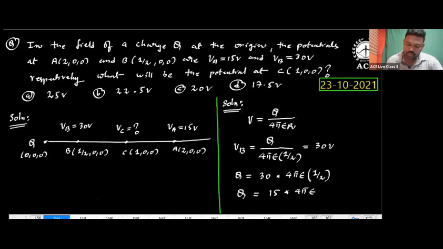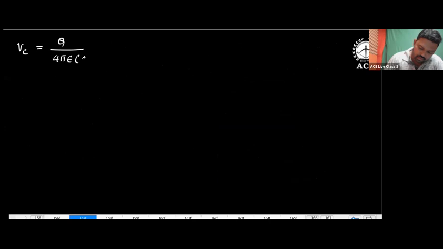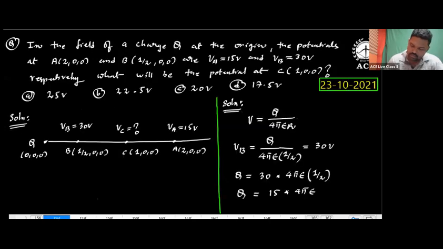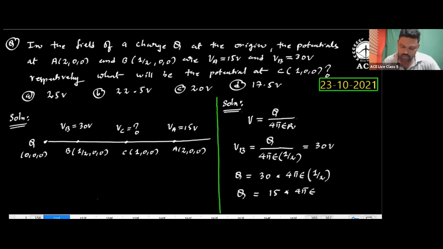Once you have got the charge, I'm going to turn the page here. Can't you find the potential at C? Potential at C is equal to Q by 4 pi epsilon R. What is the distance here? It is 1 meter. But what is the charge Q? It is 4 pi epsilon into 15 divided by 4 pi epsilon. So the potential at point C is 15 volts. But observe the options here. There is no 15 volts there.